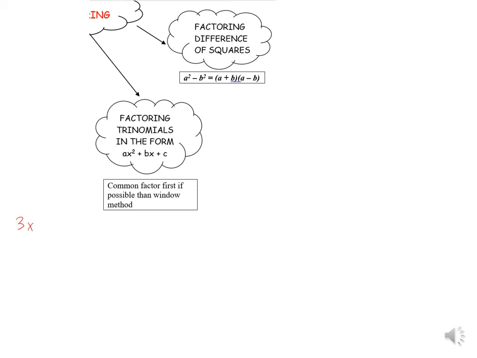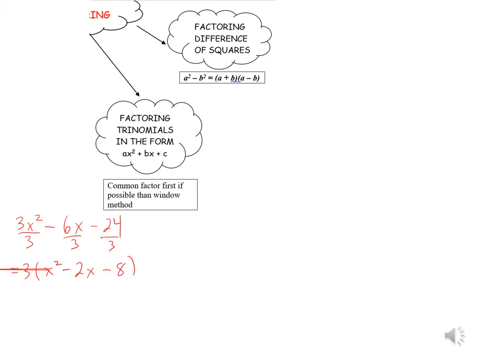So let's try this. 3x squared minus 6x minus 24. 3 terms, x squared, x, plain number. So you gotta be thinking window, but again, always check for a common factor. In this case, the biggest number that goes into all of those is 3. They don't all have an x in them, so that's all we can take out. And when we divide, we have 3, then x squared, minus 2x, and then minus 8.